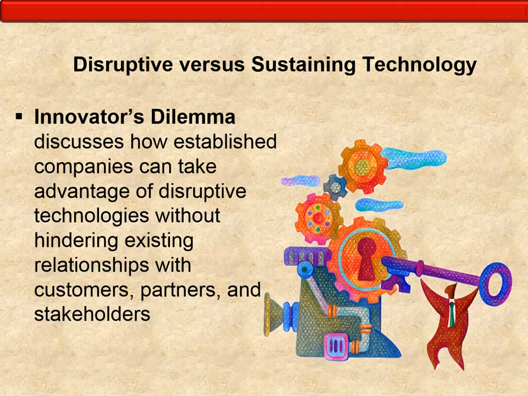When we're talking about disruptive versus sustaining technologies, a term that comes to mind is called the innovator's dilemma. This is how established companies can take advantage of disruptive technologies without hindering existing relationships with customers, partners, and stakeholders. In other words, they come up with an idea for a disruptive technology. It's great, it's going to have high returns for the company, it's going to look great, but what's the impact going to be on these shareholders? Basically, all of these groupings are considered shareholders.